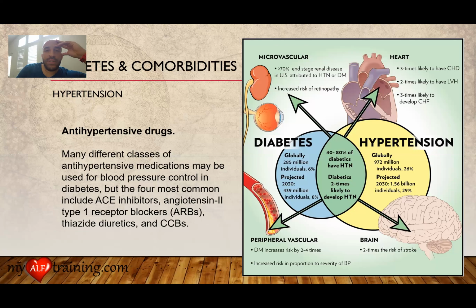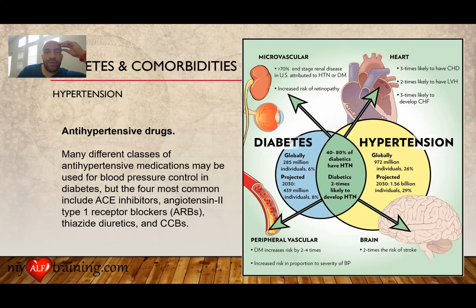End-stage renal disease is attributed to hypertension or diabetes, with an increased risk of retinopathy. Peripheral vascular disease: diabetes increases the risk of PVD by 2 to 4 times. And this risk is even increased more with patients who have high blood pressure. Let's move to this green area here. 40 to 80% of diabetics have hypertension.